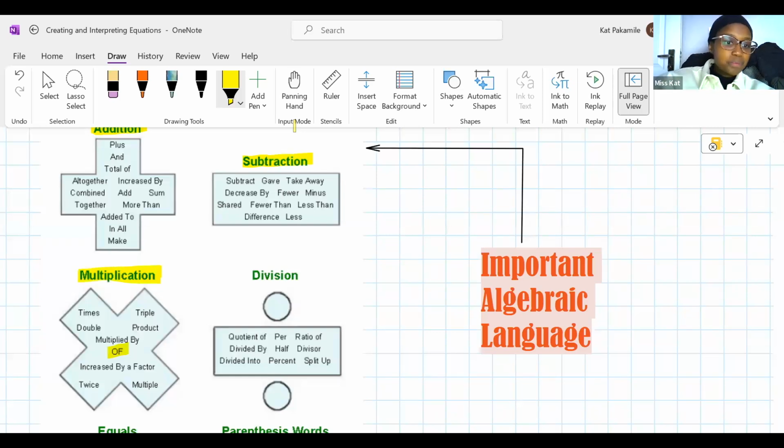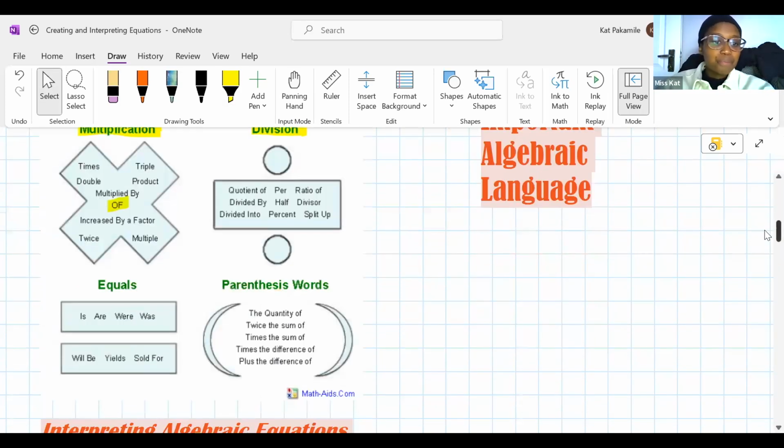And then division. If I ask you for the quotient of or the ratio of something, something is halved, that percentage, it's split up, in that case we are going to use the division sign. I'm hoping everyone is with me. I feel like I've been talking for decades. Then we have the equal sign, which is particularly important because we're starting with the equation. If this will be that much, or it yields that much, or it is that much, we're going to use the equal sign.